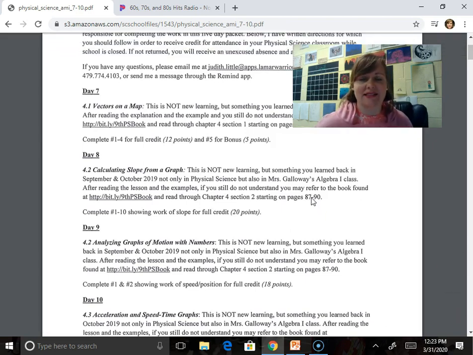Yes, math is in science. Math is in science. I don't know how many times I have to say that, even to my own students. Math is in science. Without math, how do we know that our data is supported or not supported?